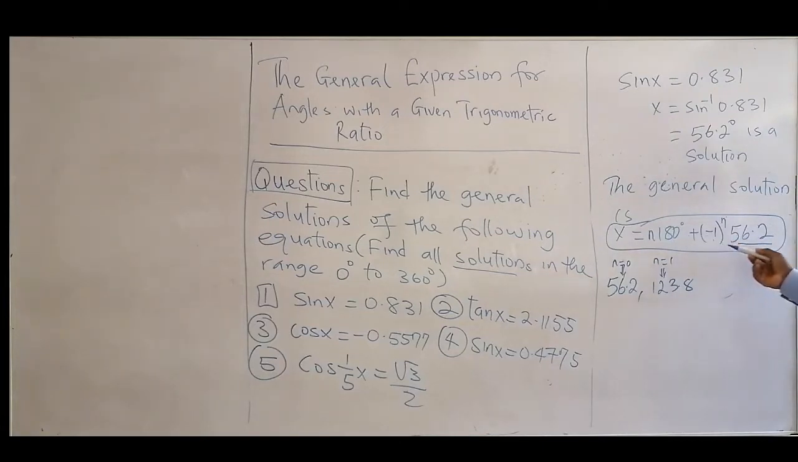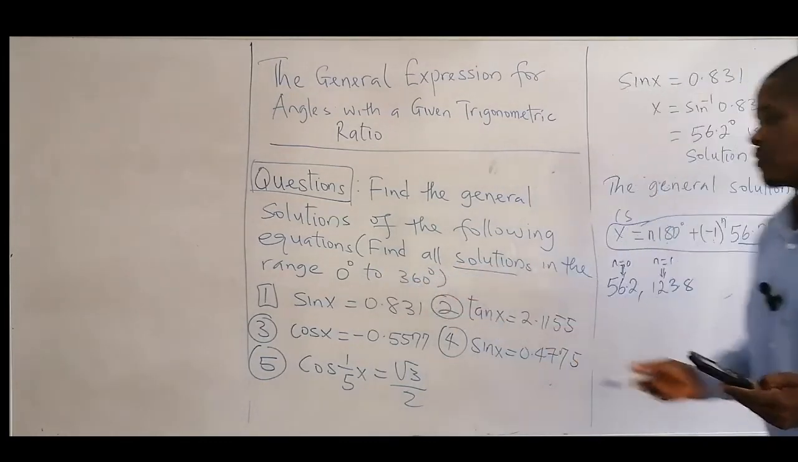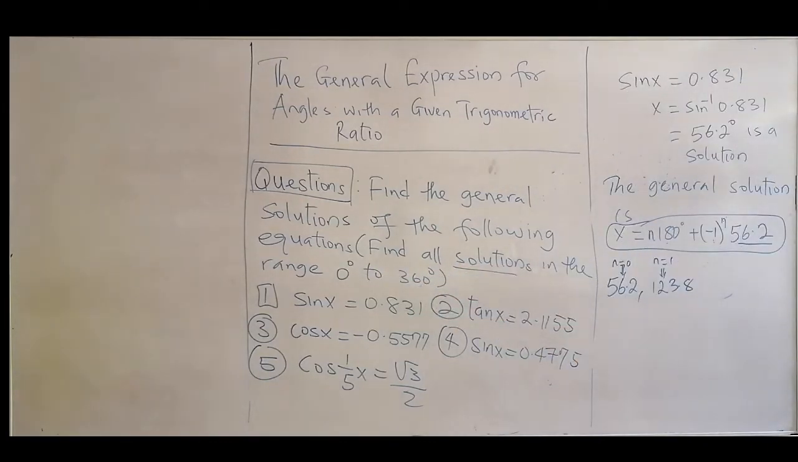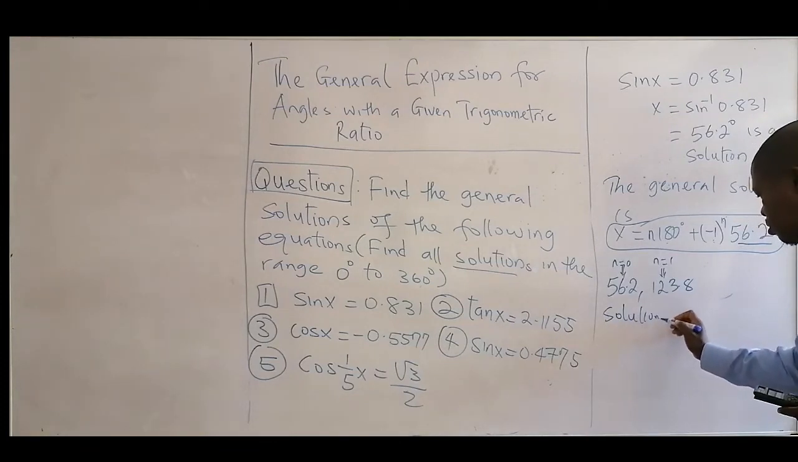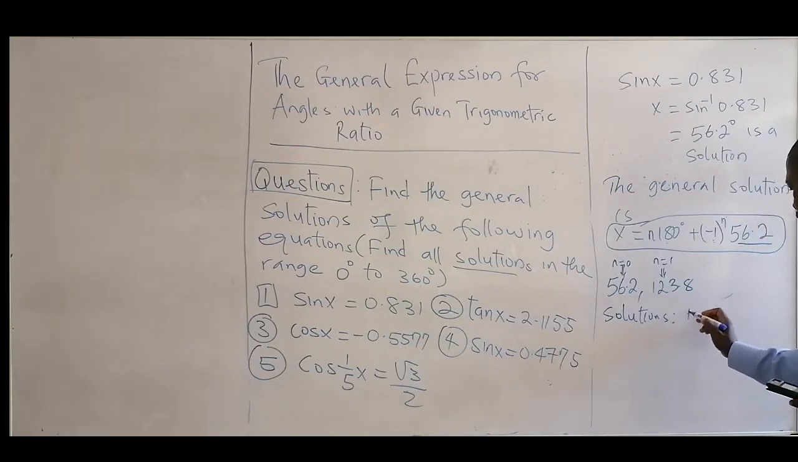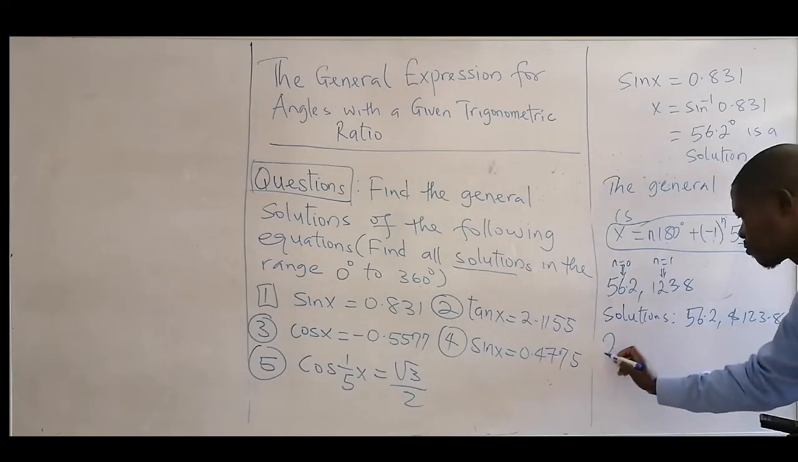If n is 2, it's going to be outside the range. Why? Because this is power 2, and that becomes positive 1. So 360 plus this value will be outside the range of values we are trying to get, which is from 0 to 360. So the solutions are 56.2 and 123.8.